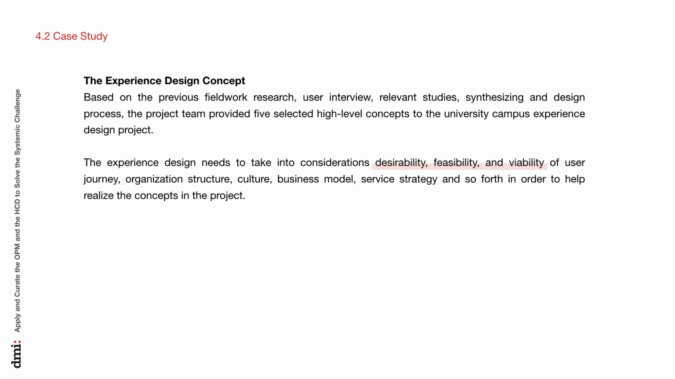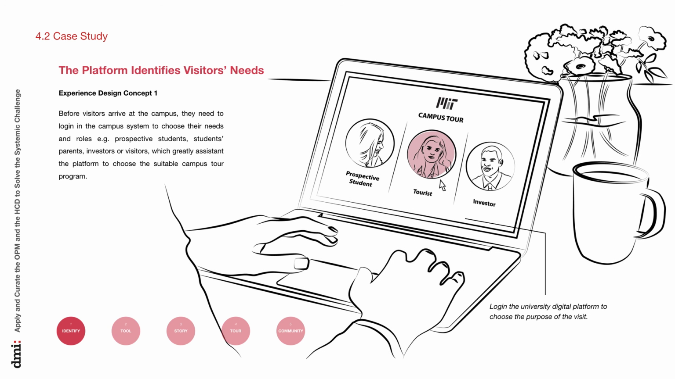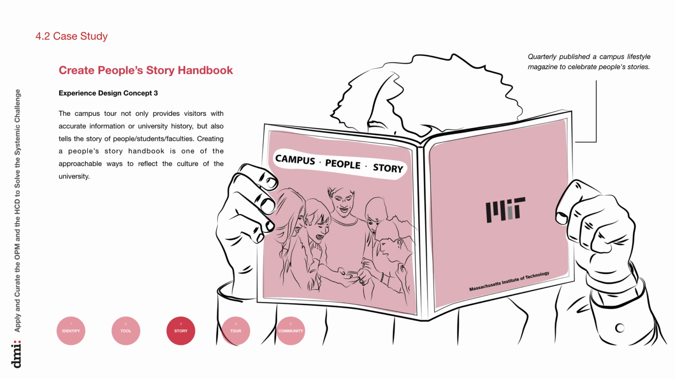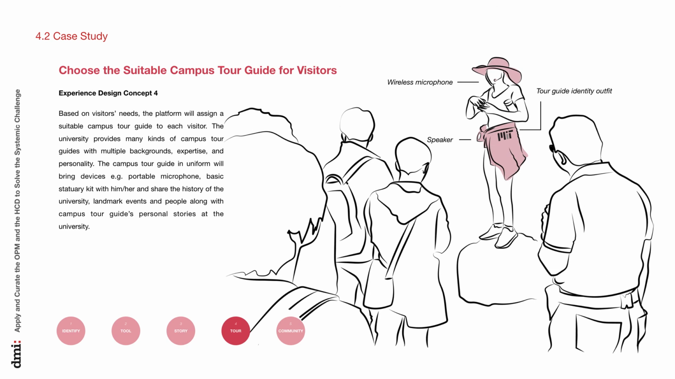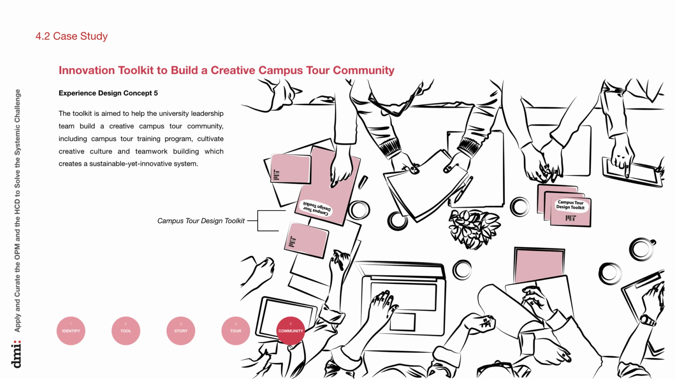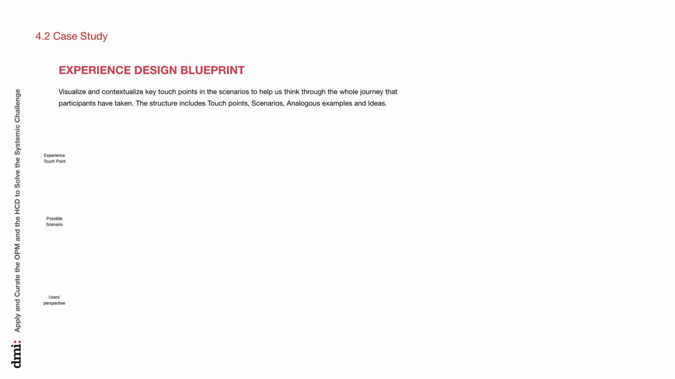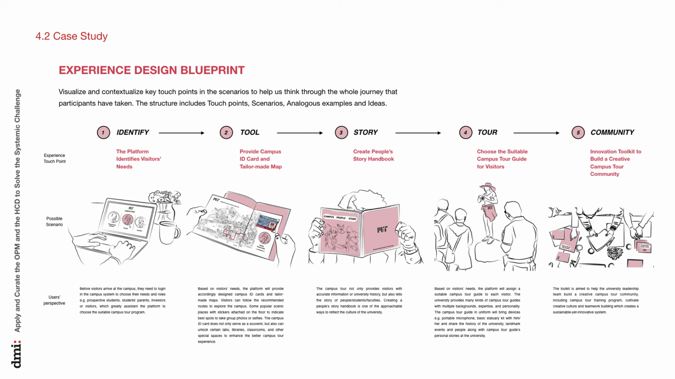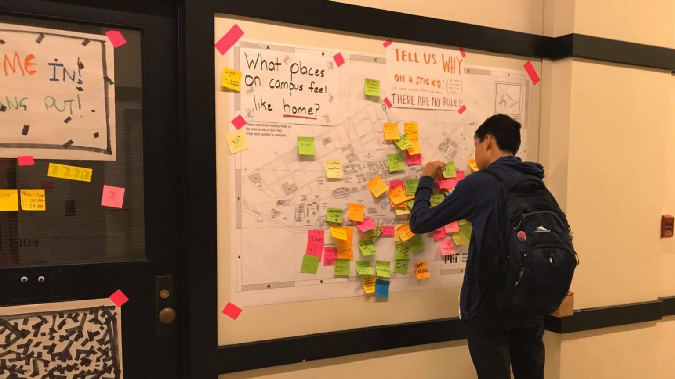For the case study, the following images are five high-level design concepts about how we design better campus tour experiences. The platform identifies visitors' needs, provides a campus ID card and tailor-made map, creates a people's story handbook, or chooses the suitable campus tour guide for visitors. Also think about an innovation toolkit to build a creative campus tour community. So this is an experience design concept overview. After we did this research, the school really did a prototype, and I took the photos because I feel this is a memorable moment.